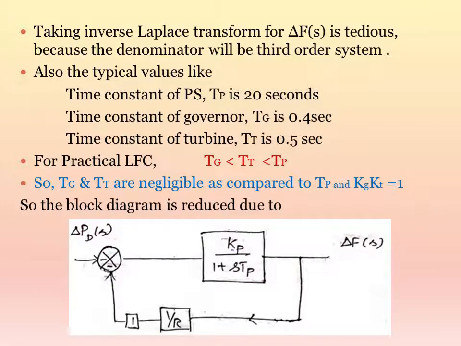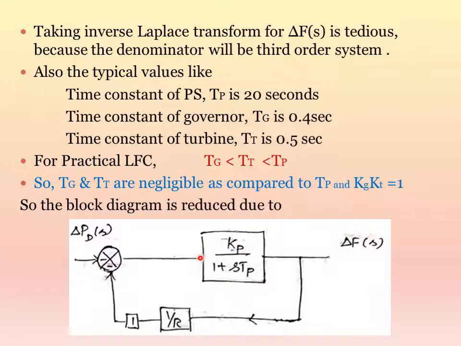We see that our Tg is less than Tt, which is less than Tp. So your Tg and Tt values are very small and can be neglected. We are going to consider only the Tp value, so Tg and Tt will be equal to 0. Also, we have already assumed our Kg and Kt values are equal to 1. By assuming all these things, our block diagram is reduced to this format.